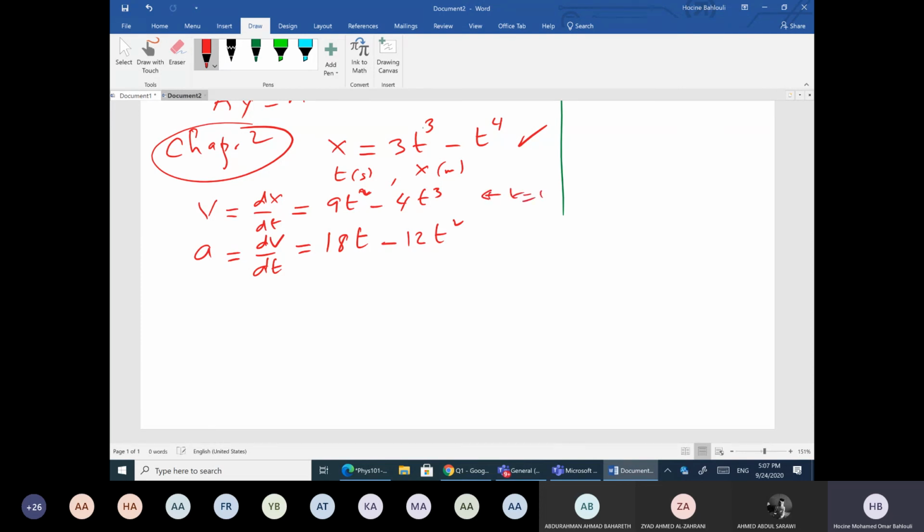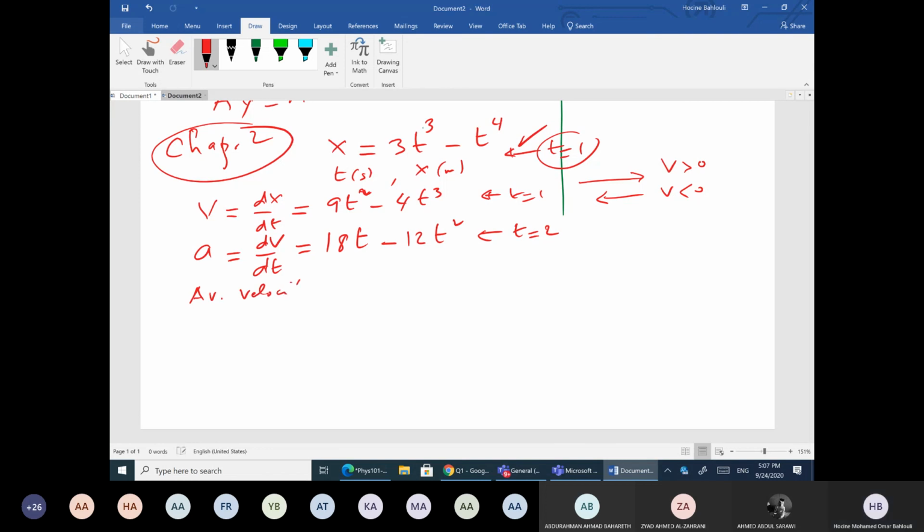But the definition tells you what the velocity at t equal to 1 second is: you put 1 second here and get it. What is the acceleration at t equal to 2 seconds? You put 2 seconds. What is the position of the particle at t equal to 1 second? You put it in x. X gives you the position, V gives you the speed and direction. If V is positive, you are moving right; V negative, you are moving left. And the acceleration gives you the acceleration.